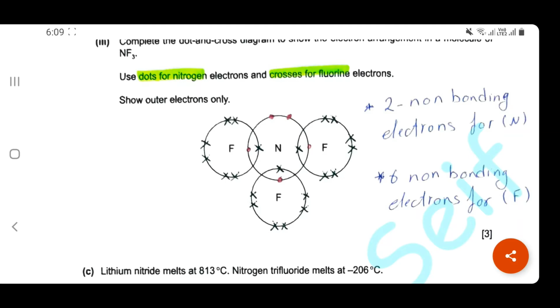Nitrogen has 5 electrons in its outer shell. 3 electrons will be used in 3 different covalent bonds with 3 fluorine atoms, and 2 non-bonding electrons remain for the nitrogen atom. A fluorine atom has 7 outer electrons. It will share 1 electron to make 1 covalent bond, and each fluorine atom will have 6 remaining non-bonding electrons.